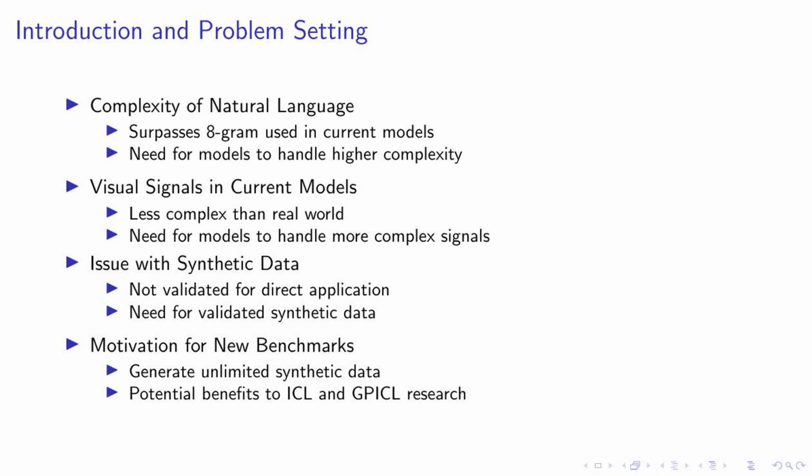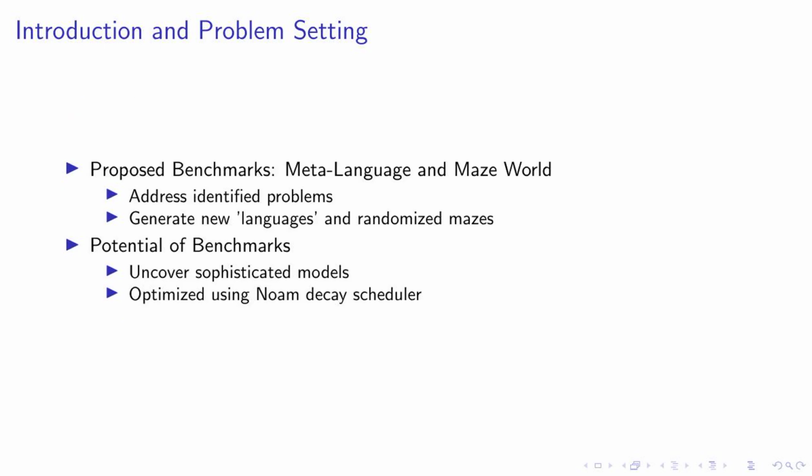This brings us to the motivation for our new benchmarks. These benchmarks are designed to generate unlimited synthetic data, offering potential benefits to in-context learning, ICL, and general-purpose in-context learning, GPICL research. By addressing these challenges, we aim to push the boundaries of what's possible in the field of AI. In our research, we propose two innovative benchmarks, meta-language and Maze World. These benchmarks are designed to address the challenges we've identified in general-purpose in-context learning. The meta-language benchmark generates new languages using a randomized yet consistent pattern, while Maze World creates an unlimited number of tasks within randomized mazes.